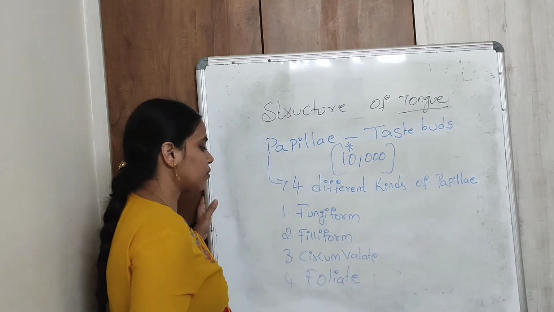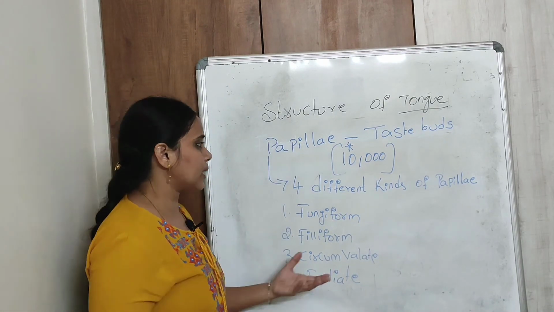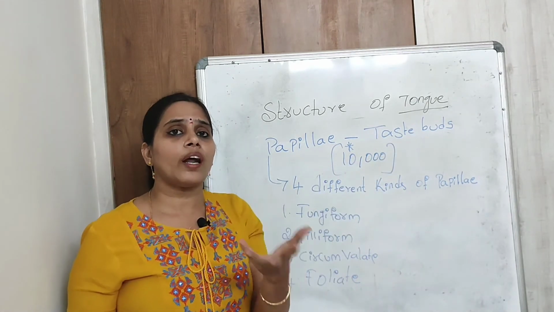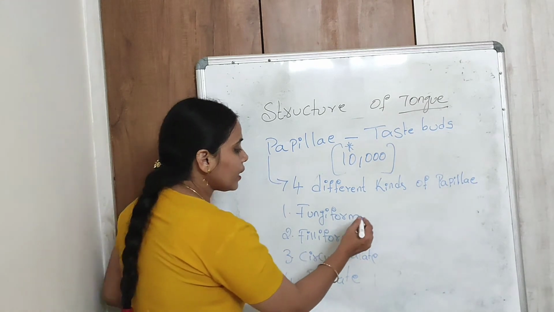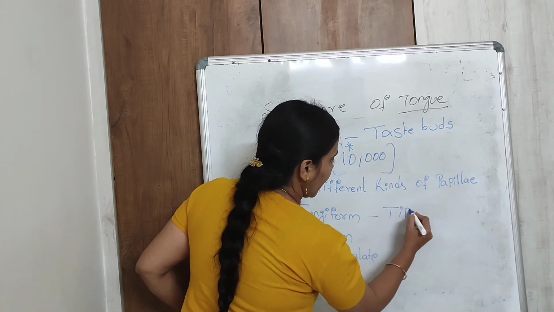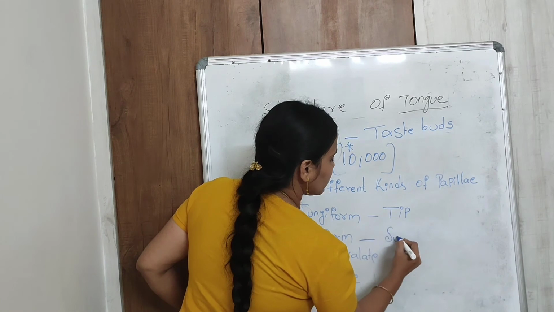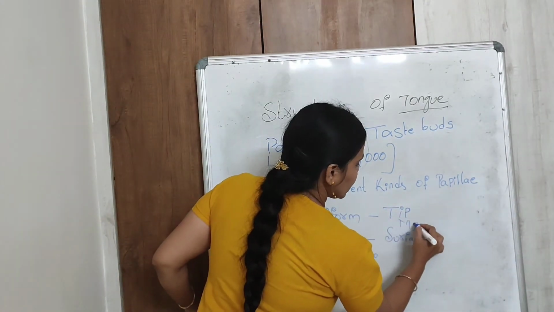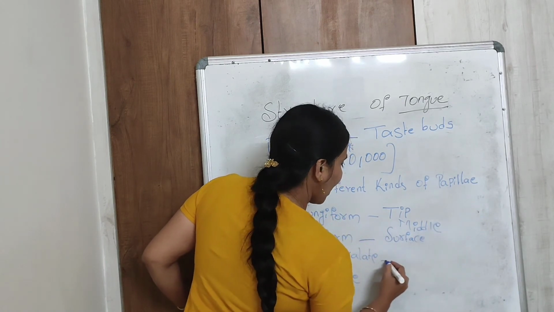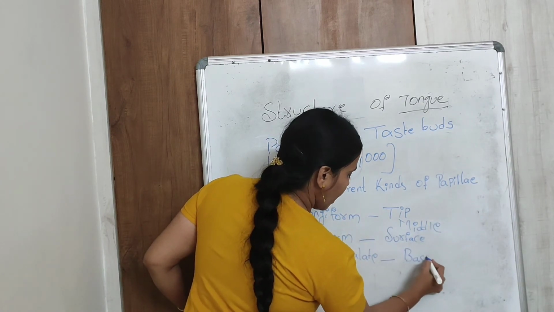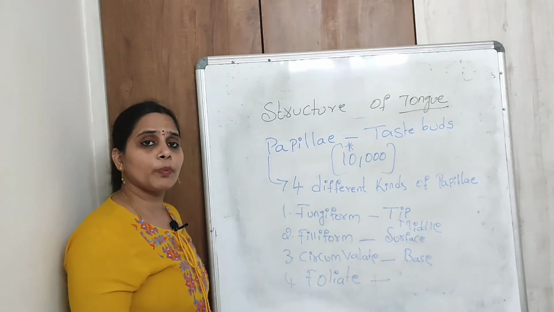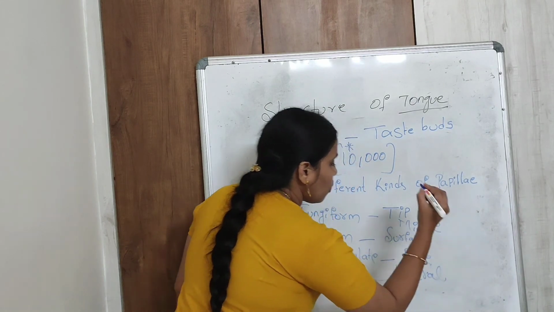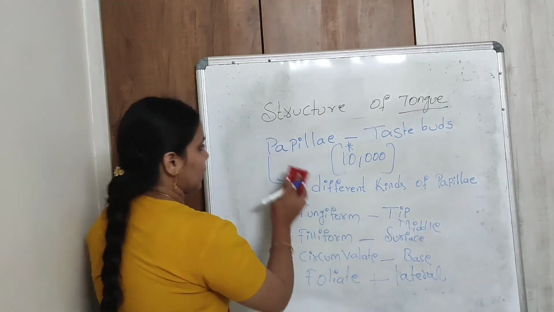So what is the function of these, and where are they present? Function we already identified. The taste buds are present in these papillae, which can identify the taste of the food. Fungiform is present at the tip of the tongue. Filiform is present on the middle surface of the tongue. Circumvallate is present at the base of the tongue, and foliate papillae are present on the lateral sides of the tongue.